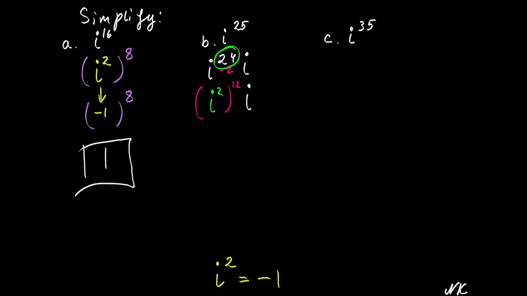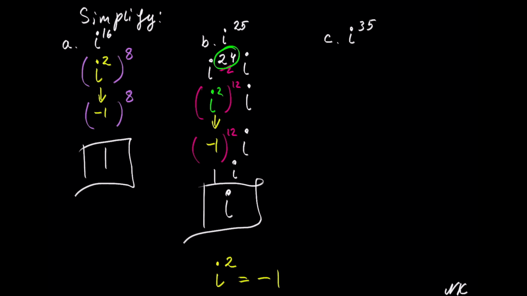On this step we can rewrite i squared as -1. So we get -1 to the 12th power. -1 raised to an even power gives us +1. So we have 1 times i. So 1 times i just gives us i, and i is our solution for example B.